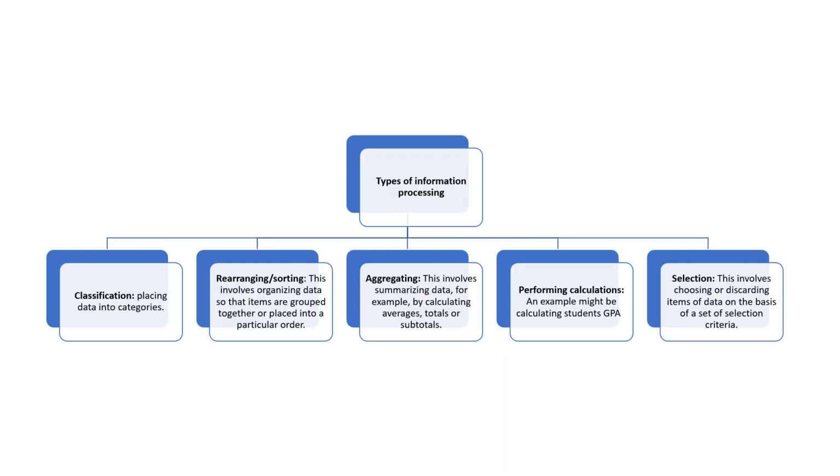And lastly, the last type of processing information is selection. So you're choosing or discarding items of data on the basis of a certain criteria. So for example, you can create a list of potential students who can join a course based on their grades. So you are actually selecting.